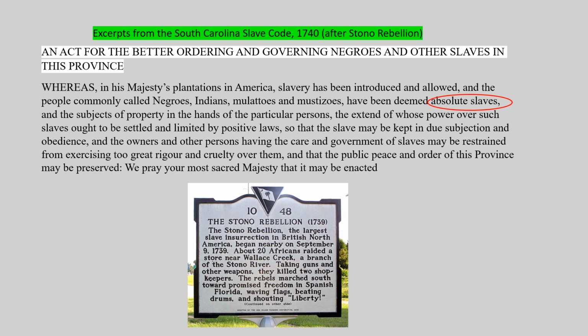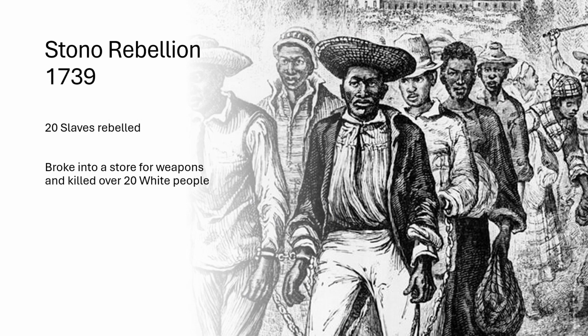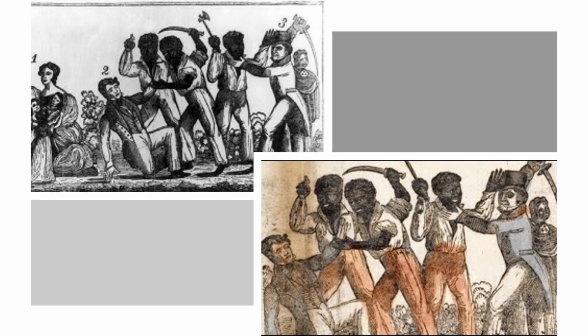Here we see some additional language here. Notice the use of the phrase absolute slaves. And some of this is going to change after the Stono Rebellion. In this particular rebellion, 20 slaves rebelled, killed a group of white people, and this was a form of violent resistance to slavery, unlike the work stoppage that was mentioned before. Here we see some images of this rebellion.